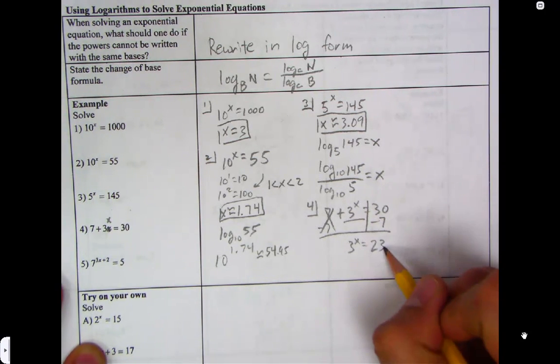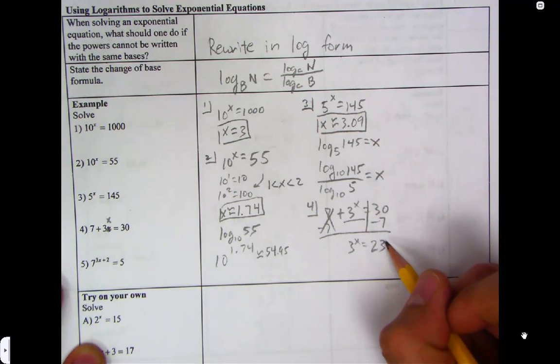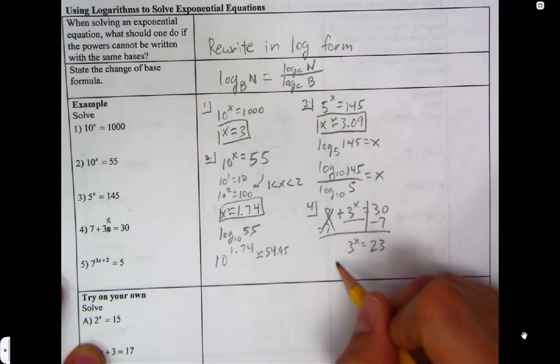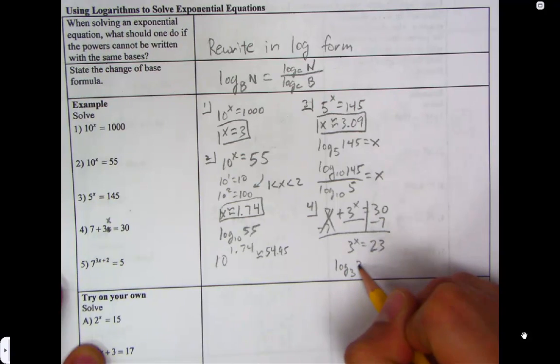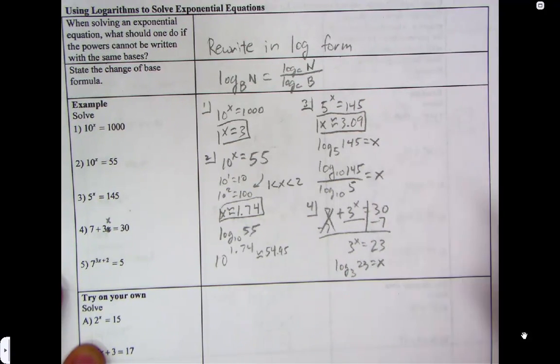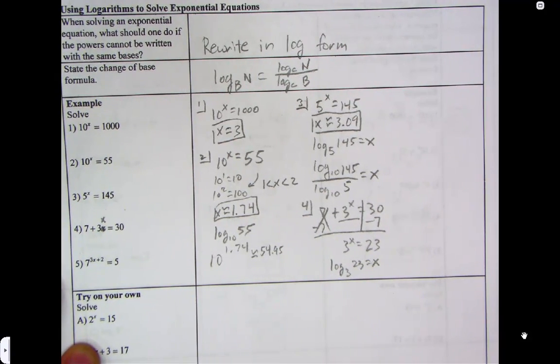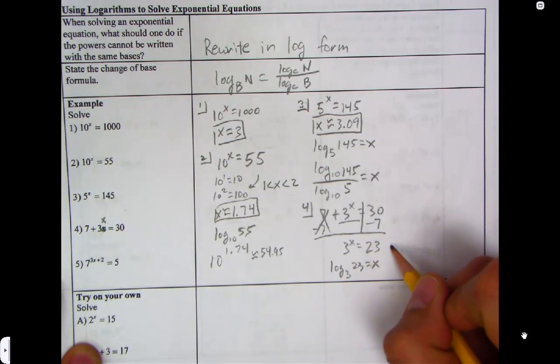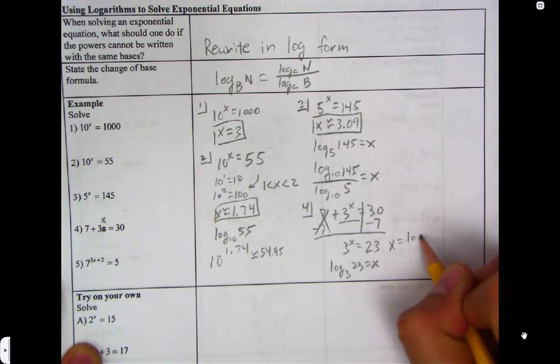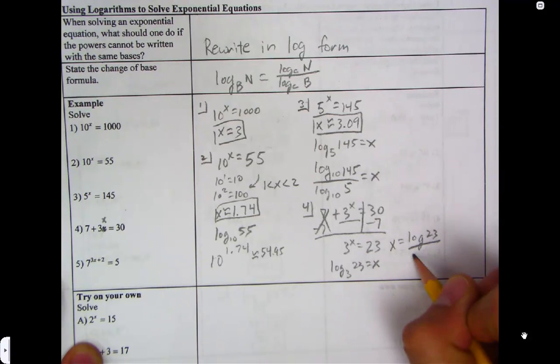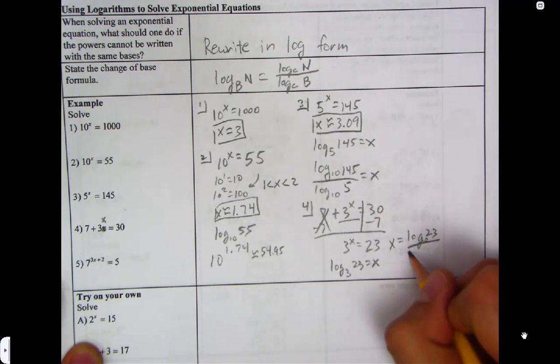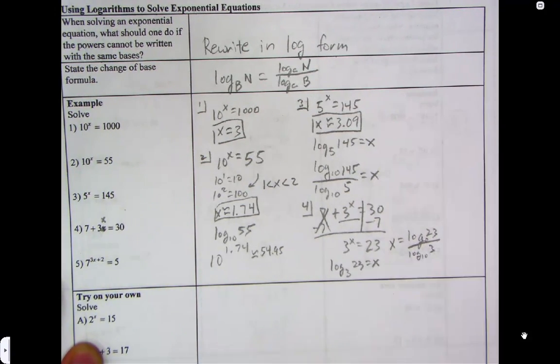Now I'm going to try to get this in the same base, but I can't because 3 squared is 9 and 3 cubed is 27. So I'm going to put this in log form. Log base 3 of 23 equals x. And then I'm going to write this so I can put it in my calculator. So I'm going to get x equals log 23 over log 3, with base 10.